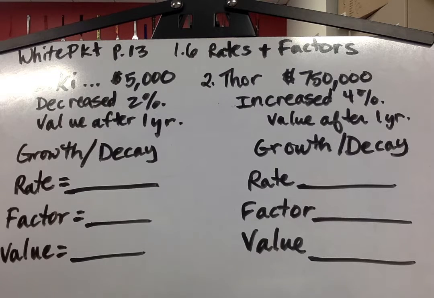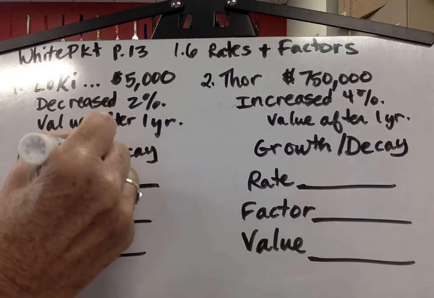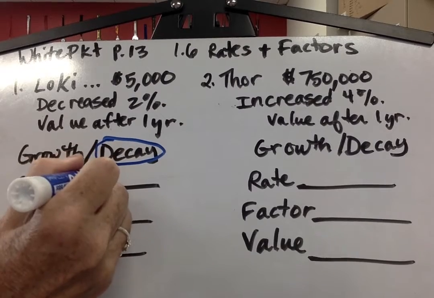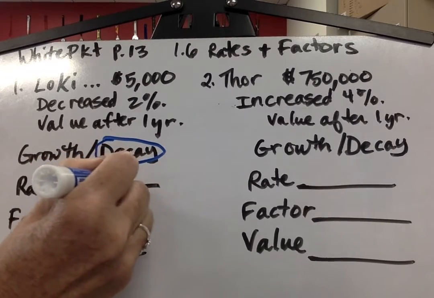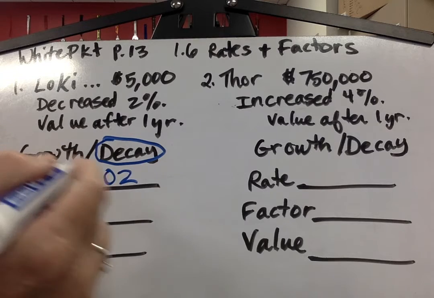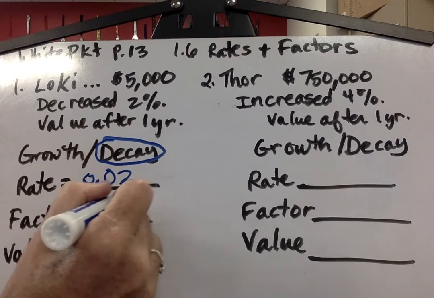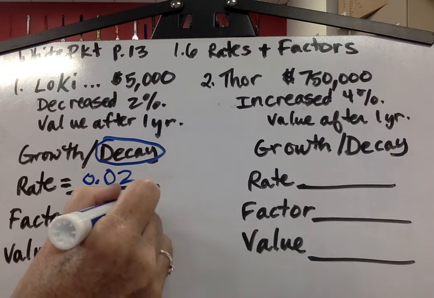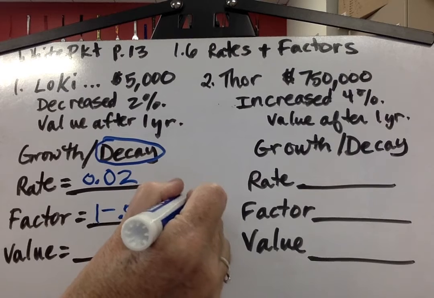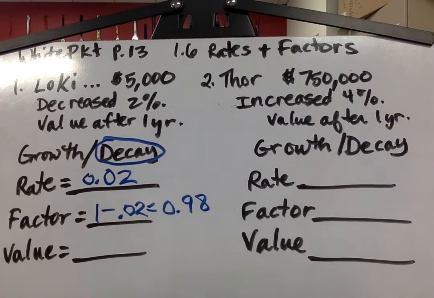So if you see the word decrease, what do you think that's going to be? Decay. And what is the rate? It's going to be 2%, and we're going to change it to a decimal. So our factor becomes 1 minus 0.02, 0.98. So that is our factor.